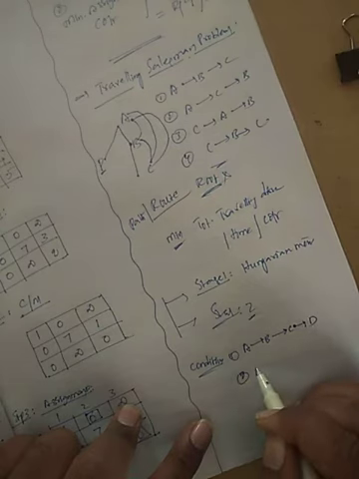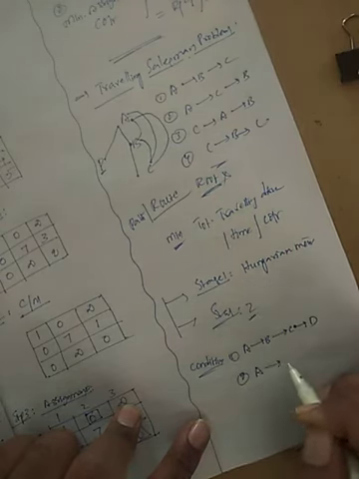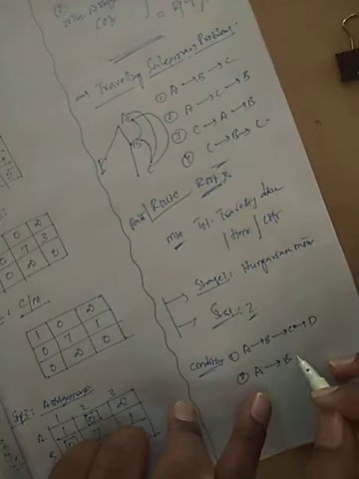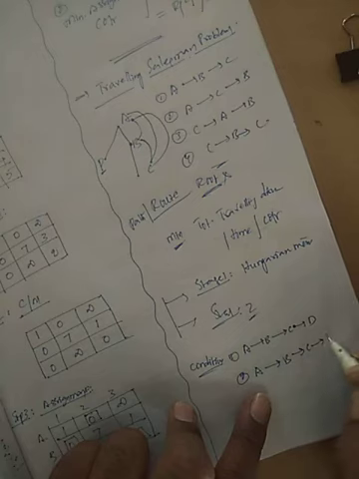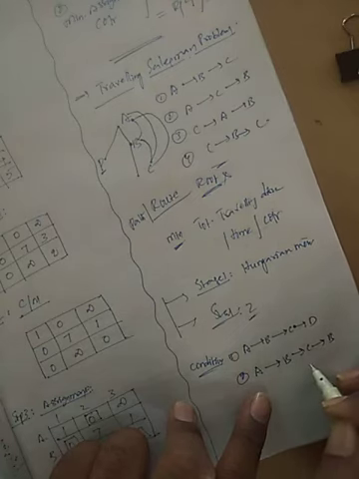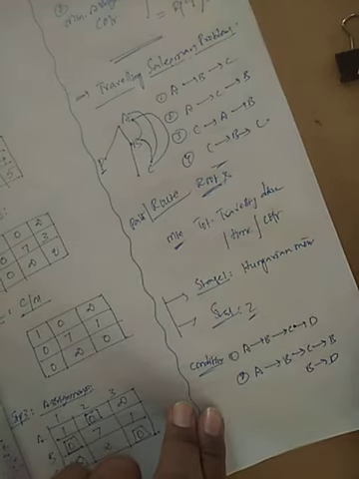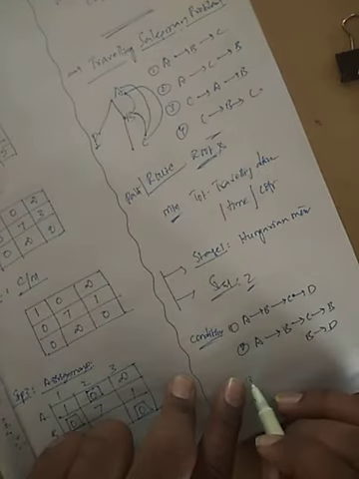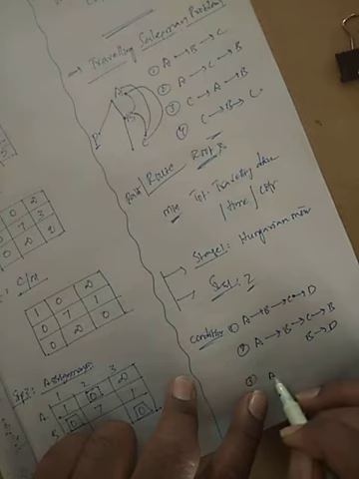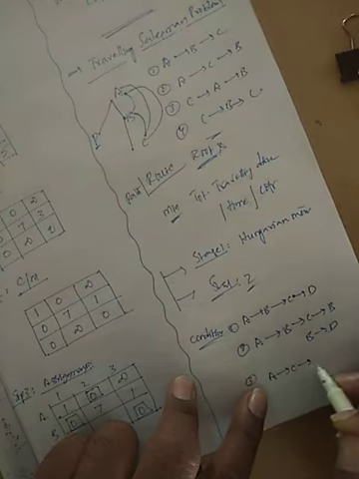One answer I am providing. The second one I am providing: A to B, now again B to C, again C to B, then B to D. This is one answer. And a third answer I can provide like this: let us suppose A to C, C to B, and B to D.